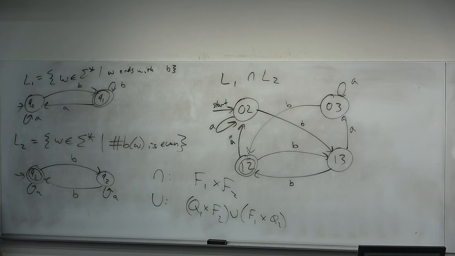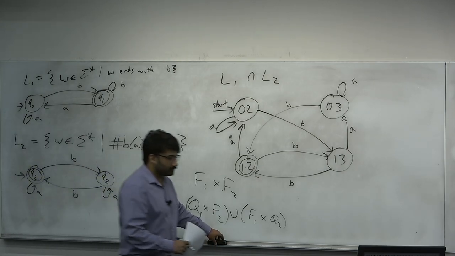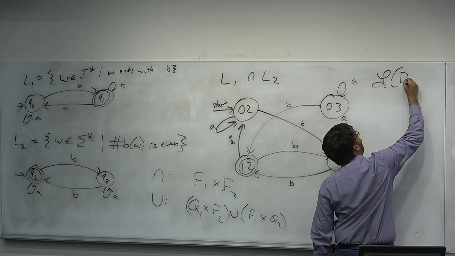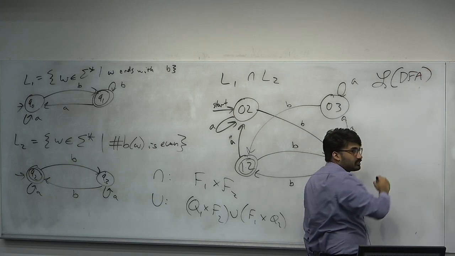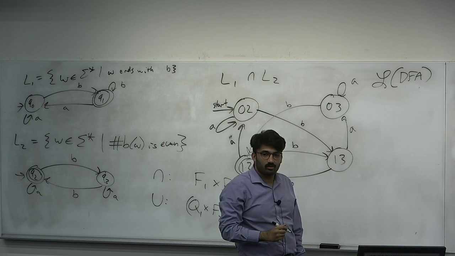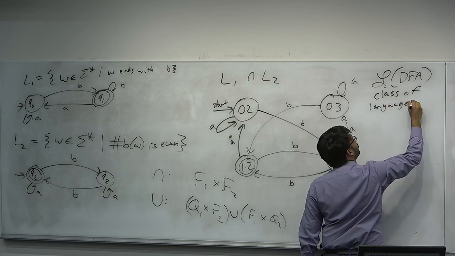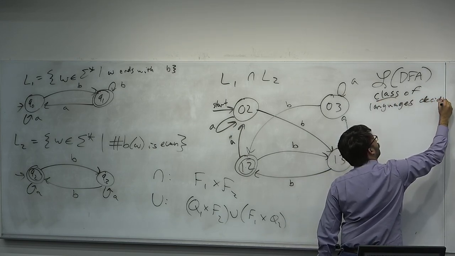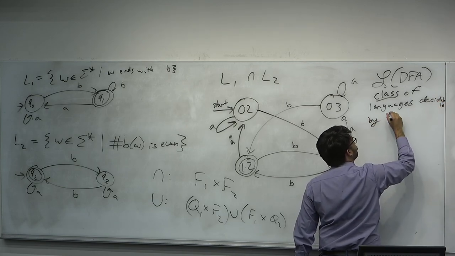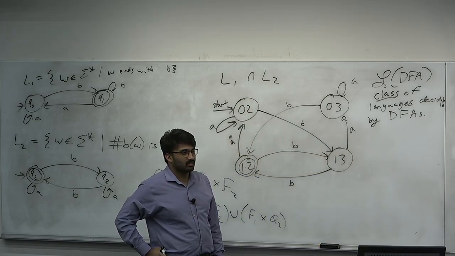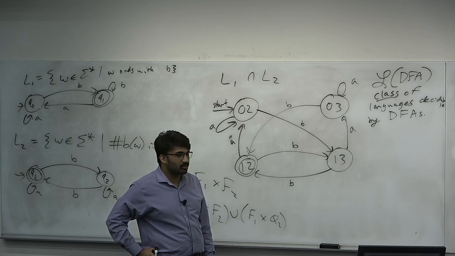Awesome. So we see immediately that DFAs have a property of intersection and union. Let's do it right here. We'll use this notation, the curly L and the word DFA, to mean this is called a class. This is not a language. This is a set of languages. This is called the class of languages decidable by DFAs. How do I do a curly L in LaTeX? Math SCR, I think. I'll give it in the notes.